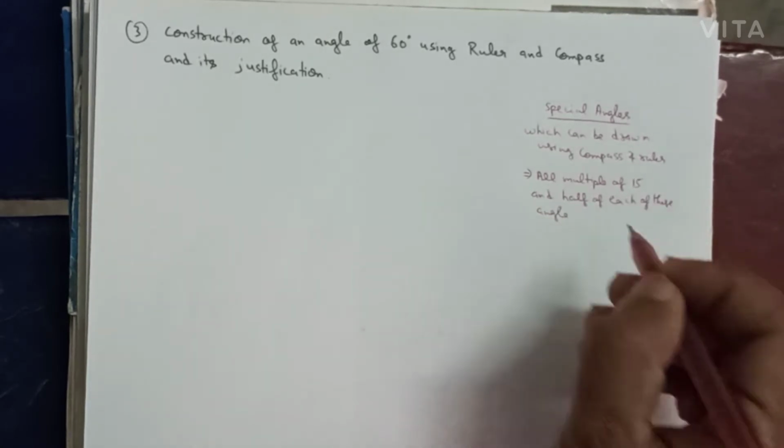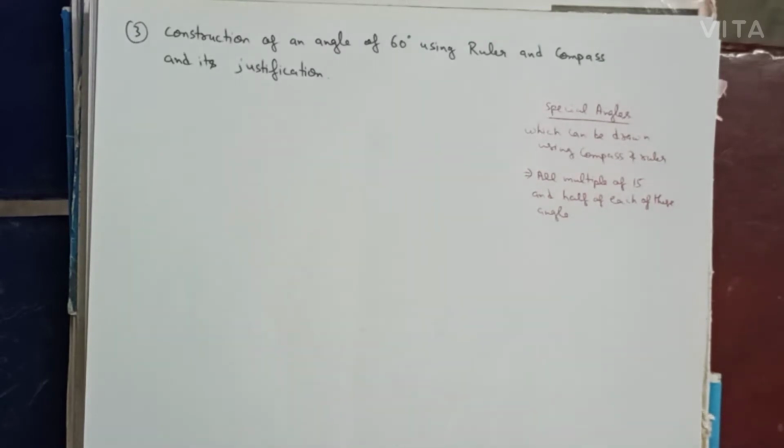For example, multiples of 15 can be 15 degrees, 30, 45, 60, 90, 120 degrees. These are all multiples of 15 degrees, so these angles can be drawn with the help of ruler and compass. And half of each of these angles can be drawn: half of 15 degrees, 7.5 degrees; half of 45 degrees, that is 22.5 degrees; half of 90 is 45 degrees. All these multiples of 15 degrees and half of each of these angles can be drawn with the help of ruler and compass, and they are called special angles.